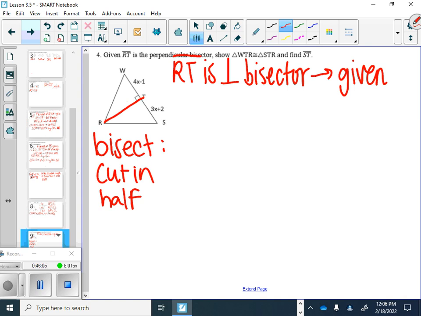Alright, so RT is a perpendicular bisector. So it's intersecting SW at a 90-degree angle, and it's cutting it in half. How's that going to help me? RT is intersecting SW at a 90-degree angle, and it's cutting SW in half.